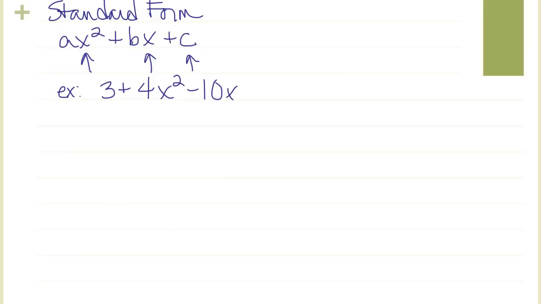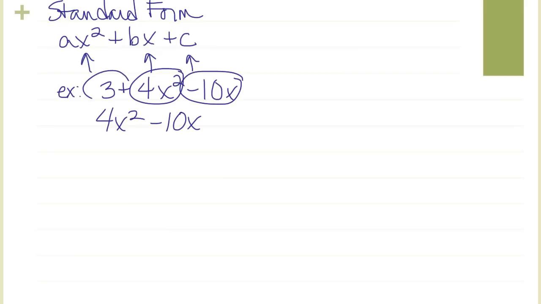you'd need to put it in order if you were going to factor it, by putting the x squared term first and then the x term without the squared, and then the 3. Okay, so make sure that before you start doing anything that it's in standard form.